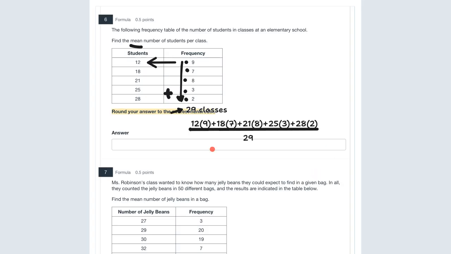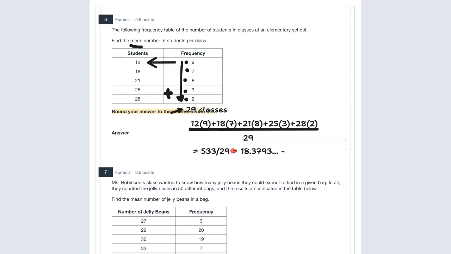So this is equal to 533 divided by 29. So my calculator, 533 divided by 29 is 18.379. 18.3 equals 18.3793, and this keeps going.